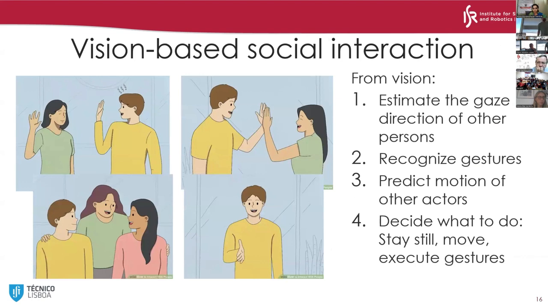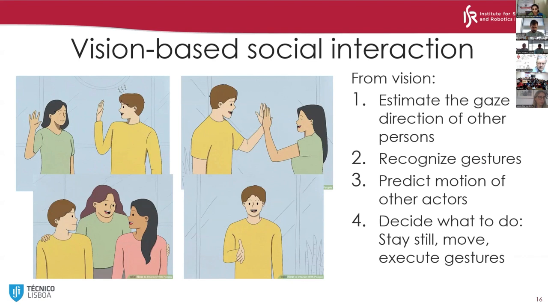We humans also do this a lot. We look at other persons, and we try to estimate where those persons are looking. And we also try to detect which gestures they are doing, and according to that we decide what to do. All these gestures and gaze directions and motions are called non-verbal communication.